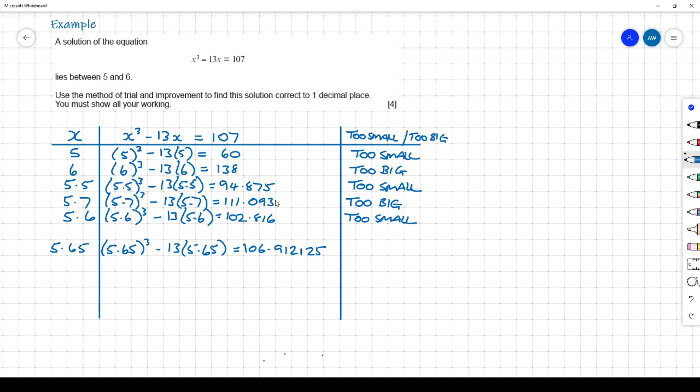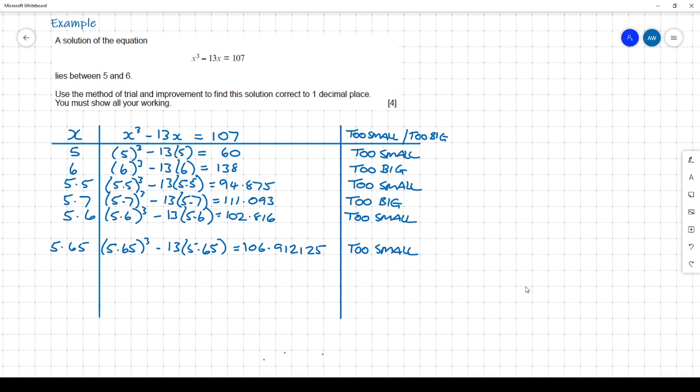106.912125. You don't really need all those decimal places, to be honest, but for the examiner or anybody looking at this, I'm being as accurate as I can. I'm writing down the full solution, but 3 decimal places is enough, because all you've got to be able to do is compare it with this value up here. Well, as you can see, it's very close now to 107, but it's still smaller. 106.912125 is less than 107, so we still say this value of 5.65 is too small.